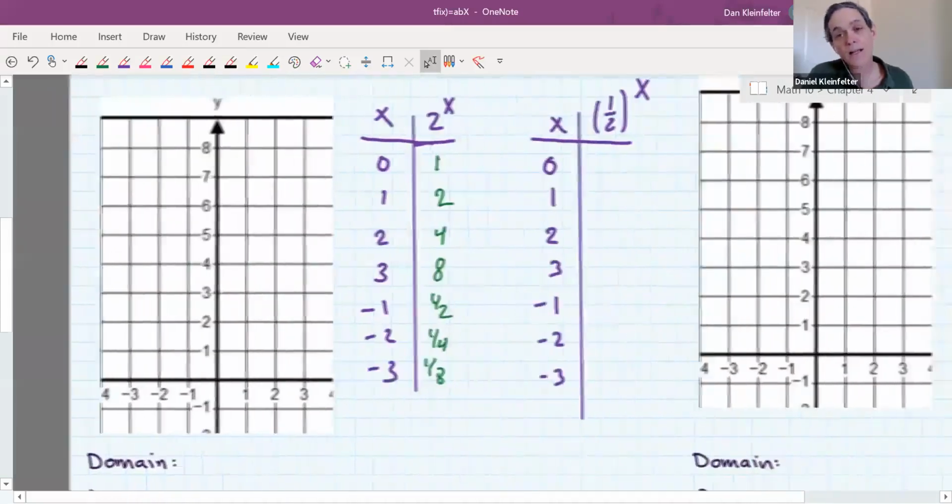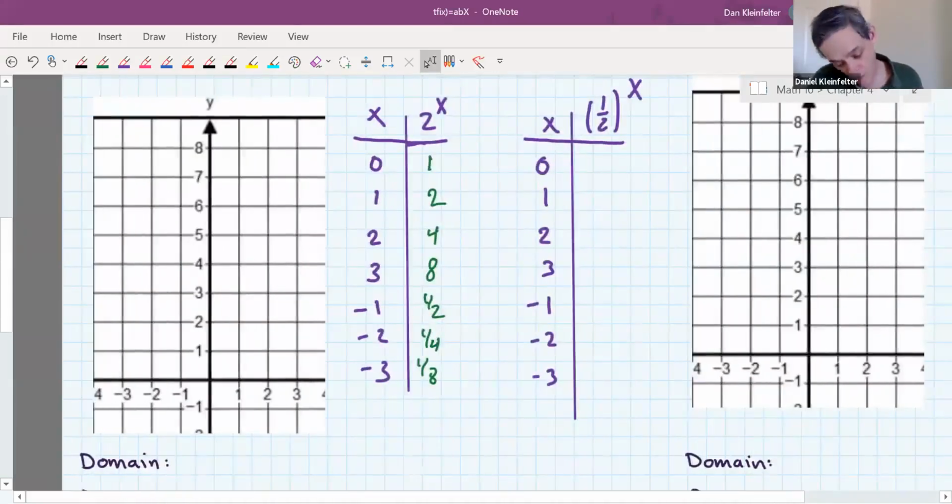Okay, so let me go ahead and draw these. So we'll have the points (0, 1), (1, 2), (2, 4), and (3, 8). Okay, on the negative x side, for negative 1, we'll have 1/2. For negative 2, we'll have 1/4, and then by the time it's 1/8, you just kind of have to fake it. All right, so that is basically our exponential function.